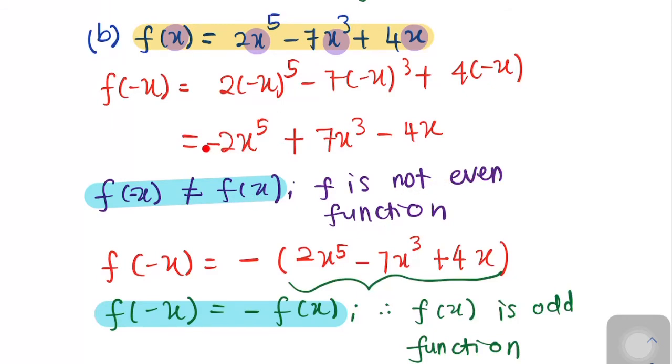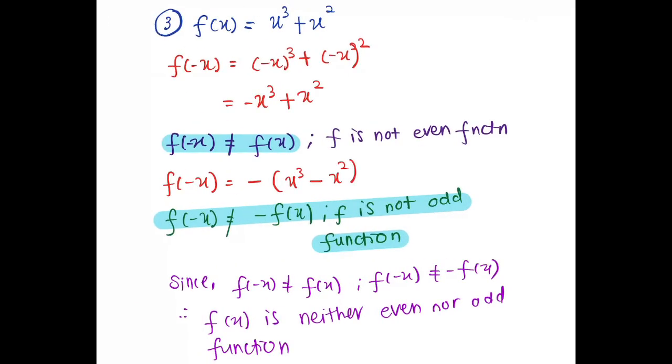Next, let's try to factorize out the minus. When we take out the minus, we can see that this is -f(x). Therefore, since f(-x) is equal to -f(x), we can conclude f(x) is an odd function.